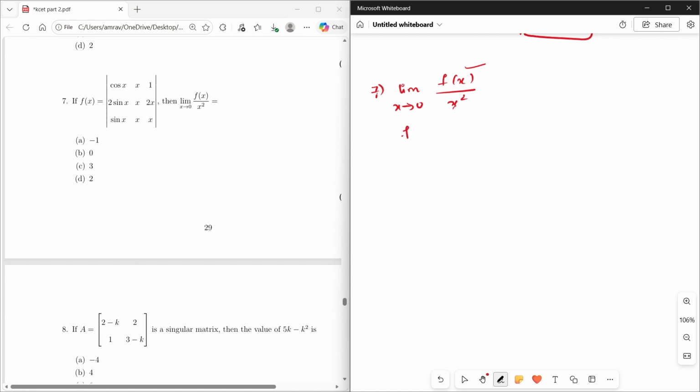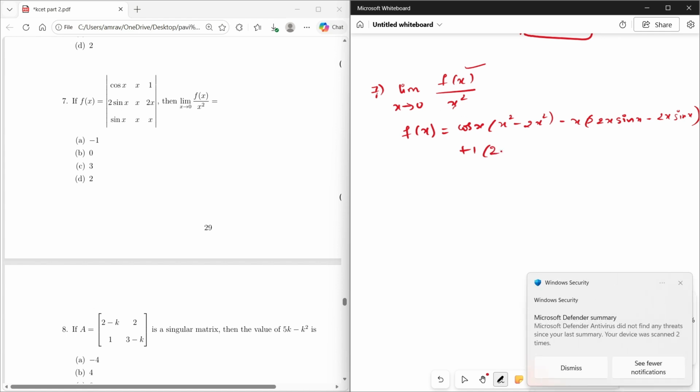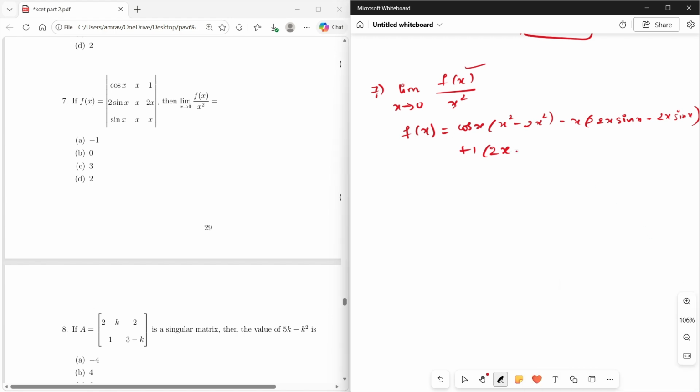Okay, so now f of x is equal to, since f of x is the determinant of this, it's easy, we'll expand this determinant: cos x into (x square minus 2x square), minus x into (2x) minus... 2 sin x into x, 2x into sin x. So it is again the same thing, which is 2x sin x minus 2x sin x, plus 1 into (2 sin x into x minus x into sin x). So again 2x sin x minus x sin x.